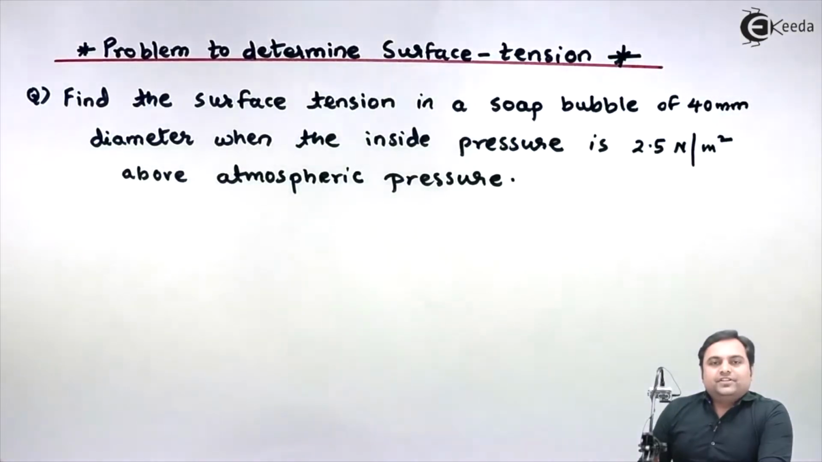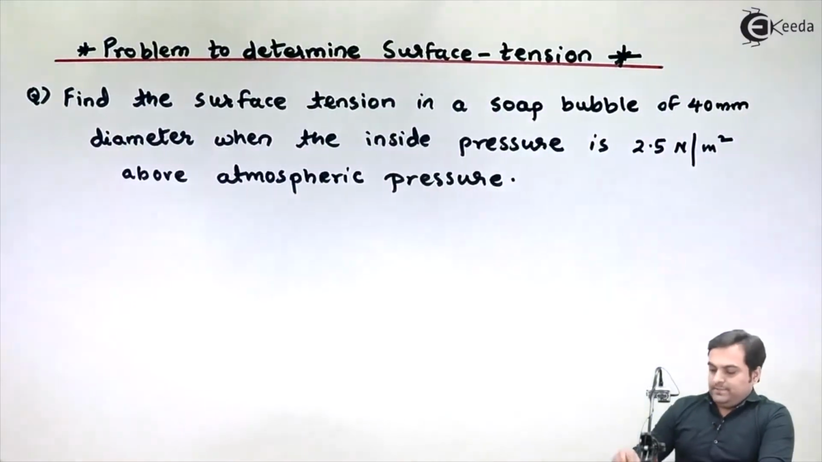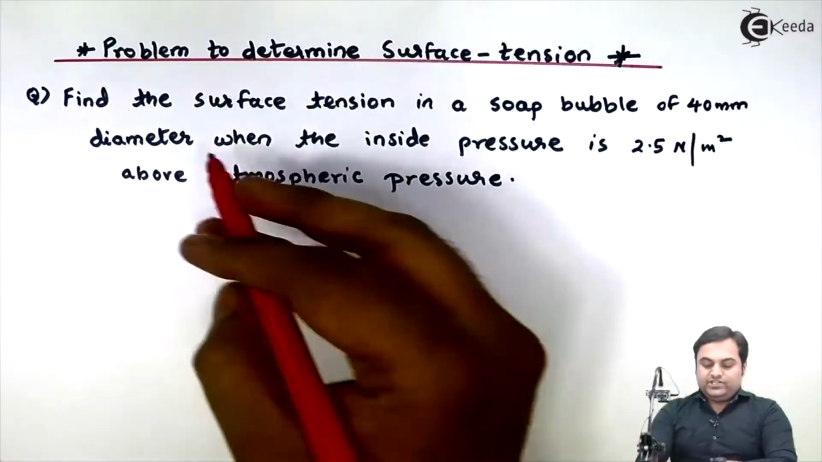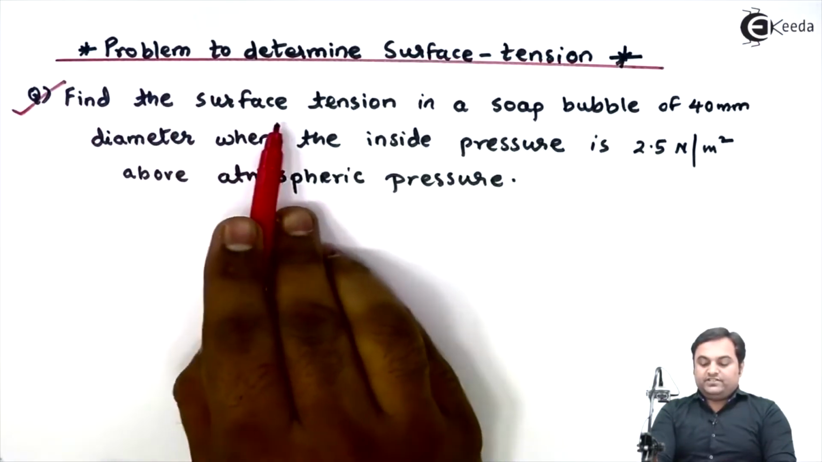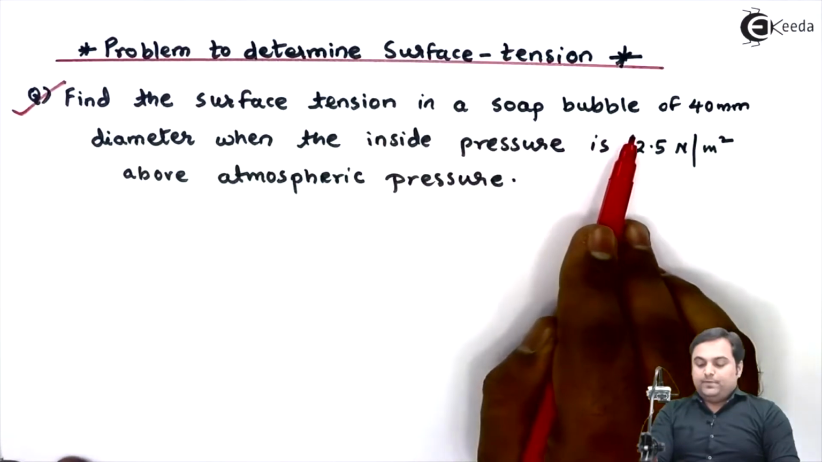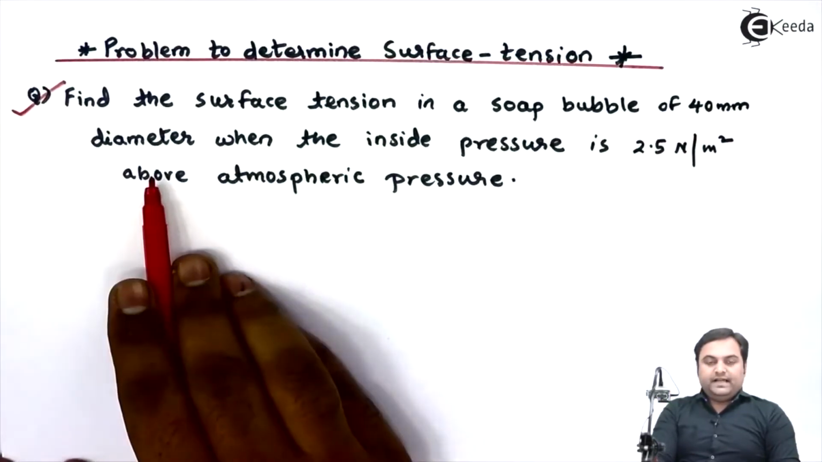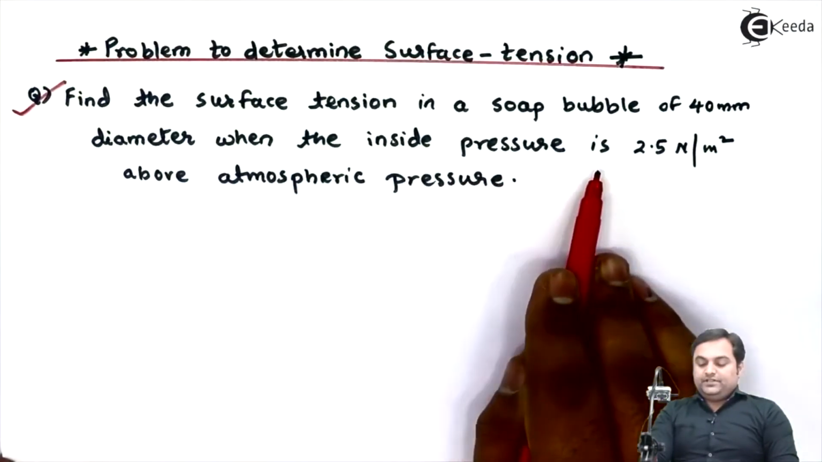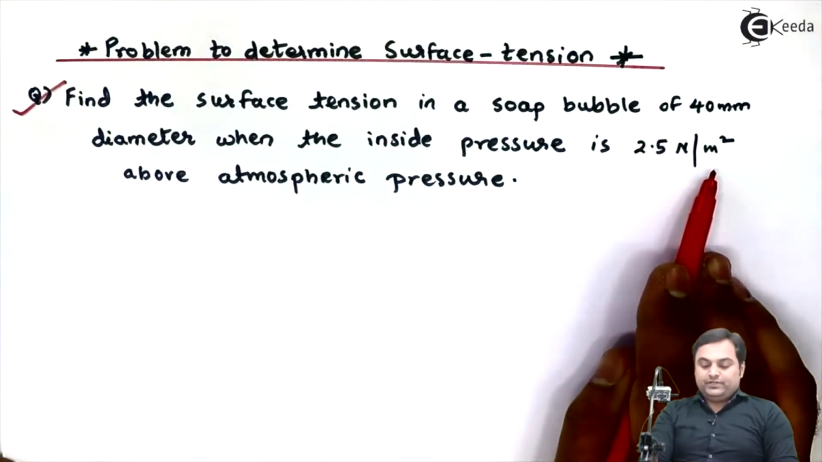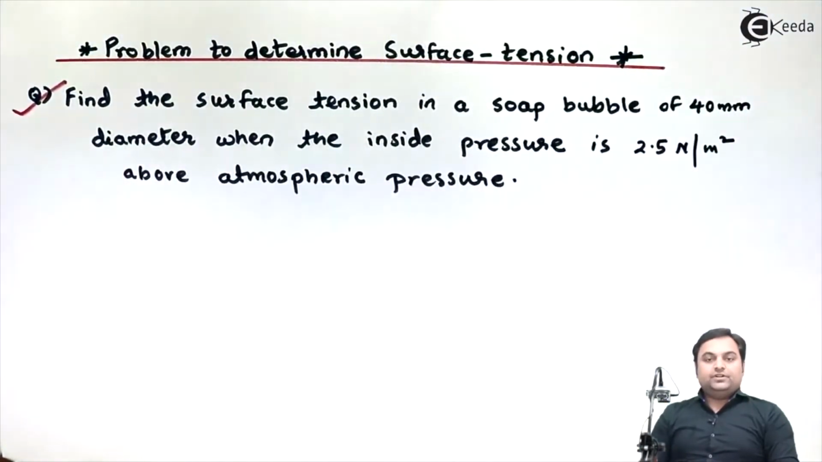Hello friends, here in this video we will see how to find surface tension in a soap bubble. Here we have a question. Find the surface tension in a soap bubble of 40 mm diameter when the inside pressure is 2.5 Newton per meter square above atmospheric pressure. This is the question we have.